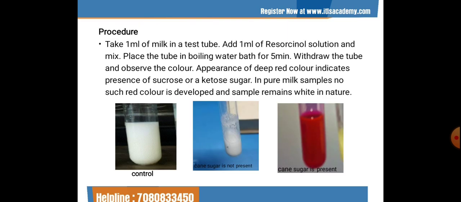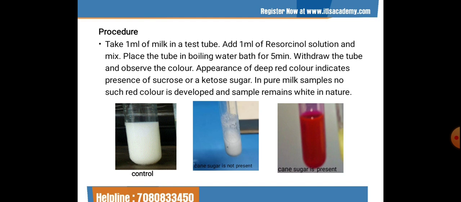We take 1 ml of milk in a test tube, add 1 ml of resorcinol solution and mix it properly. Place the test tube in boiling water for about 5 minutes. Then withdraw the tube and observe the color. The appearance of deep red color indicates the presence of sucrose or ketose sugar, which shows the positive test for adulterated milk.